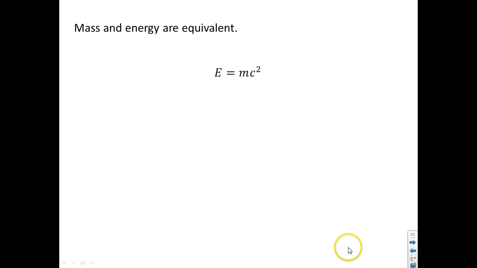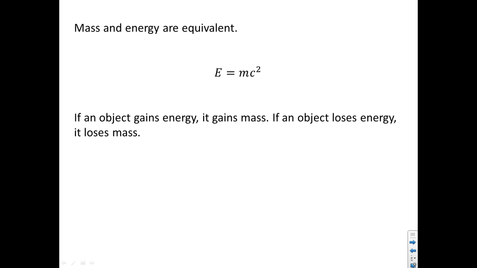So, we know that mass and energy are equivalent. Einstein famously said this with the equation that E, energy, is equal to mass times the speed of light squared. So if an object gains energy, then it gains mass because of the equivalence. If an object loses energy, it loses mass. And vice versa. A loss of mass means energy is lost, and a gain of mass means that there's a gain of energy of the system.